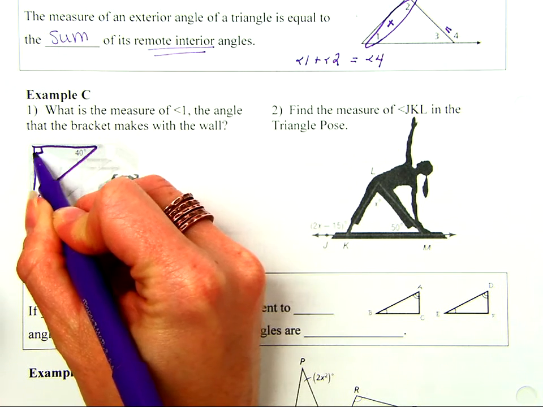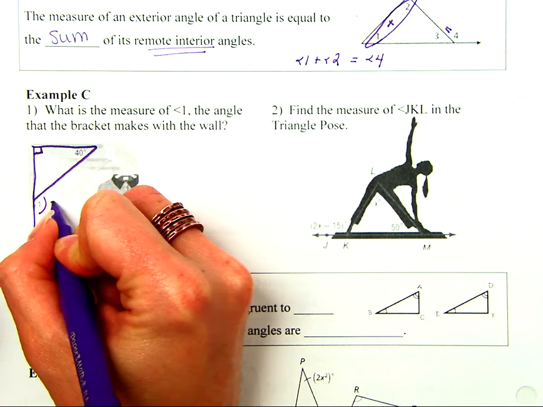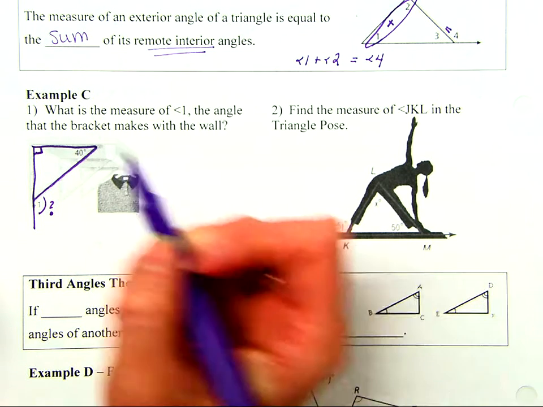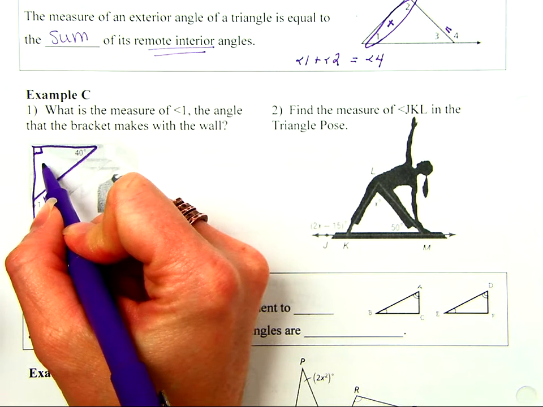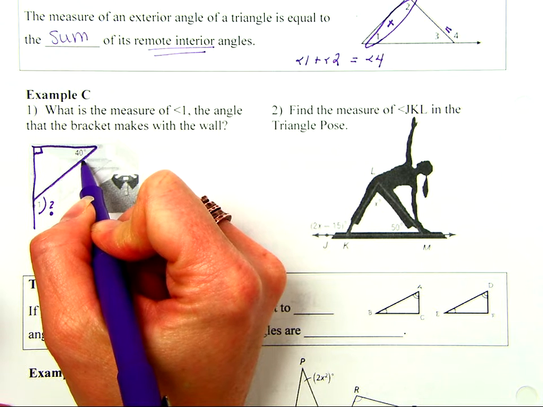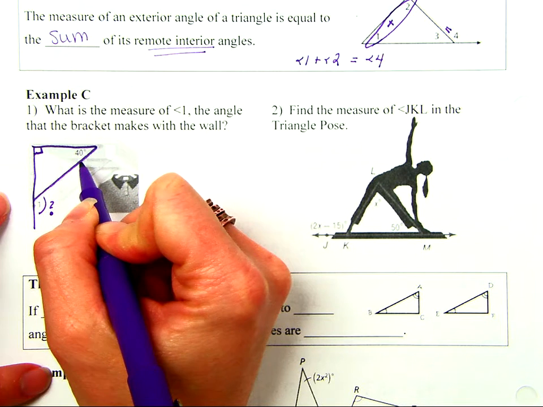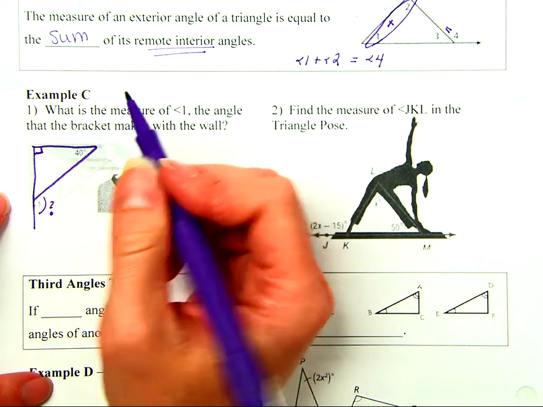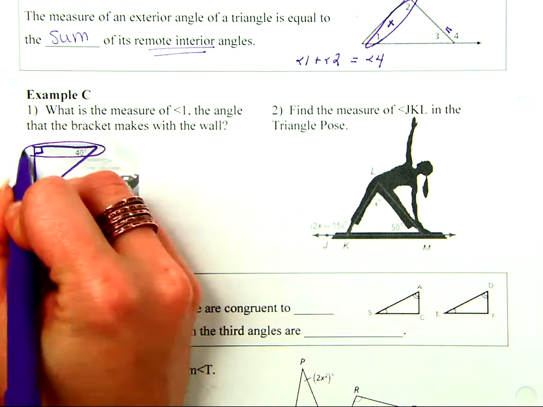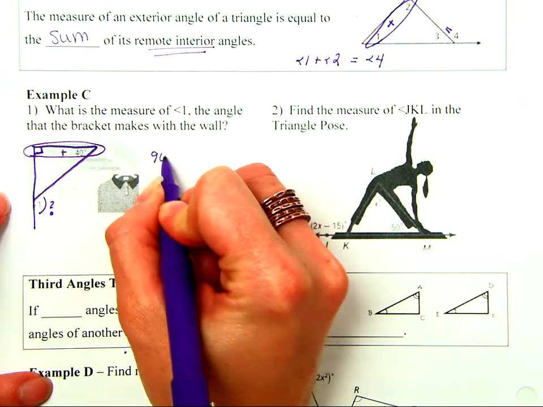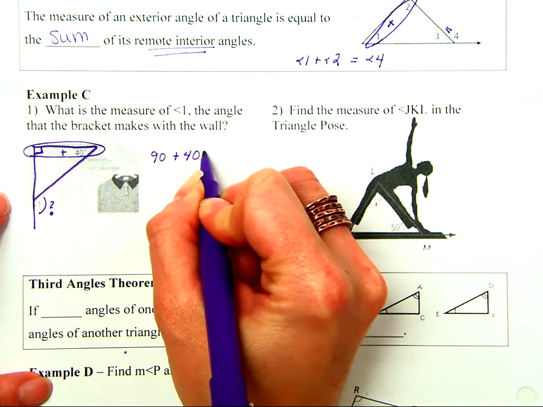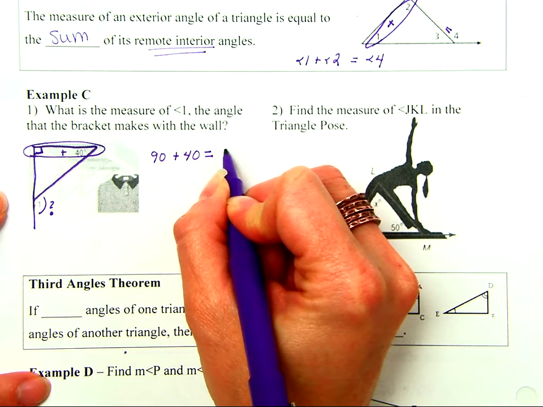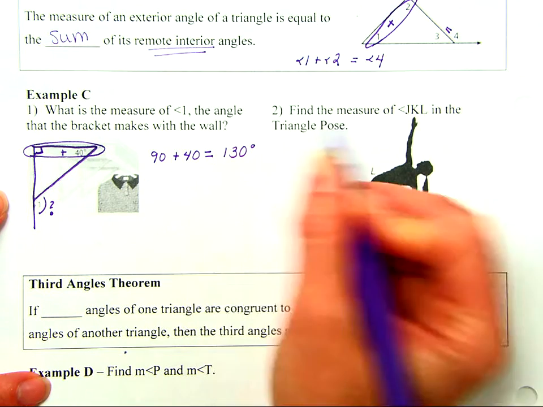But my measure of angle 1 is this angle right in here. Now, because of the information that they have given me, if this angle is 90 degrees and this angle is 40 degrees, I could use my exterior angle theorem, because I know that if I take those remote interior angles, that should equal angle number 1. 90 plus 40 would equal 130 degrees.